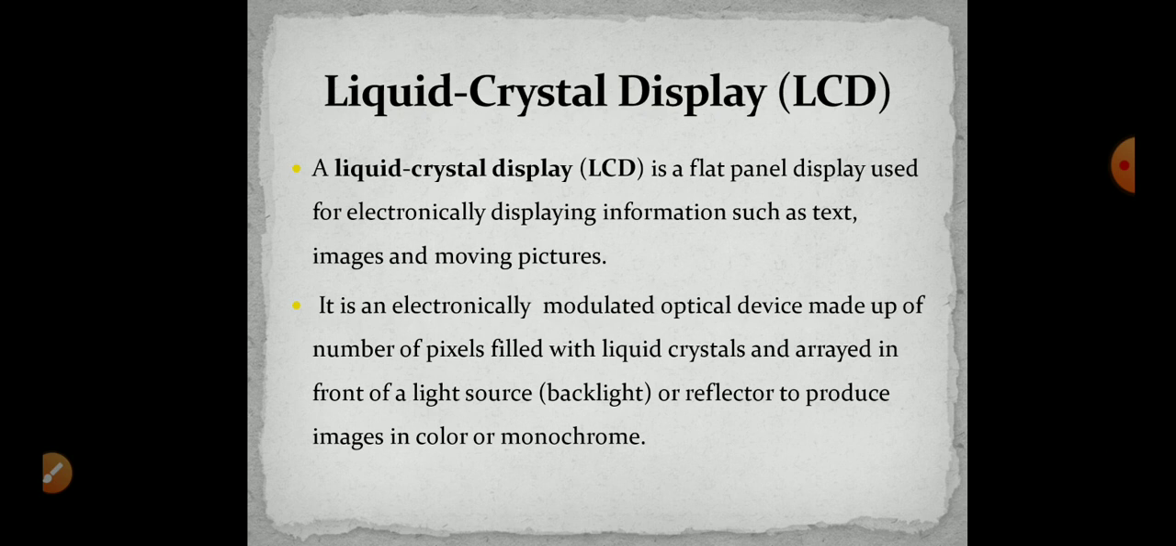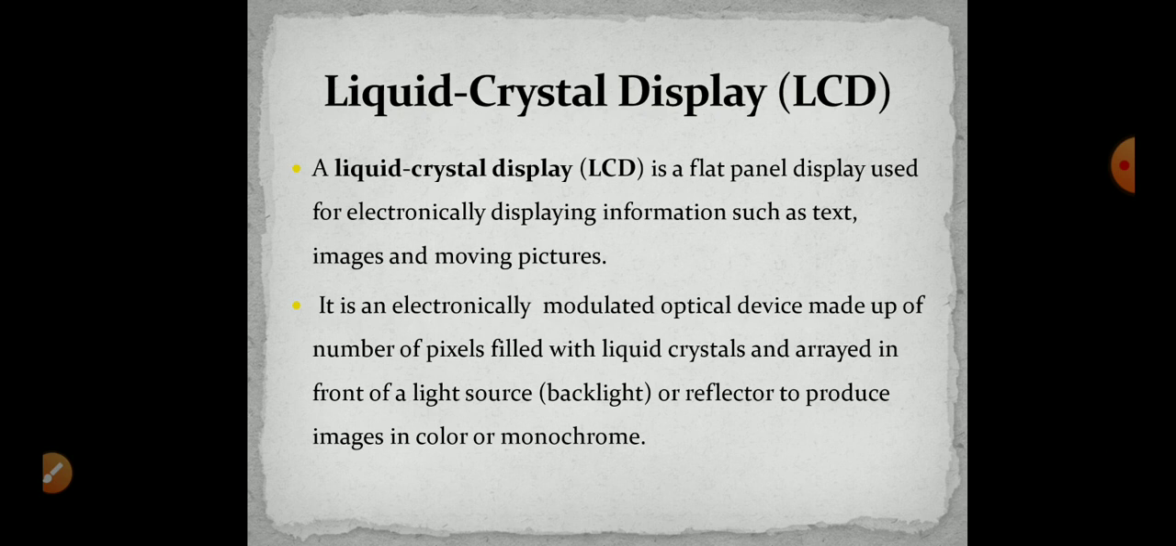Basically, LCD is an electronically modulated optical device. It's made up of a number of pixels filled with liquid crystals and arrayed in front of a light source called a backlight or reflector to produce images in color or monochrome. Here there is a term called pixel. A pixel is the basic element of the picture information. Basically, a pixel is the picture information. The number of pixels are filled with liquid crystals and arrayed in front of a light source.